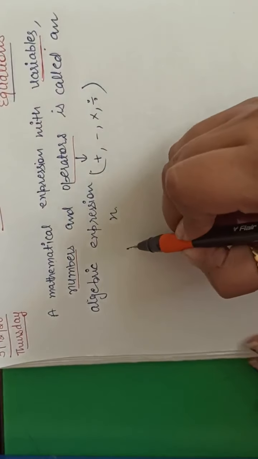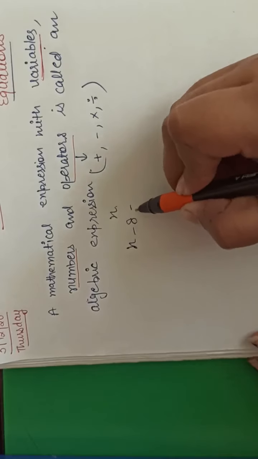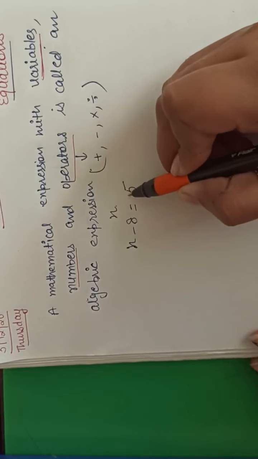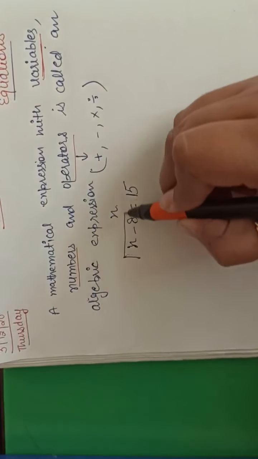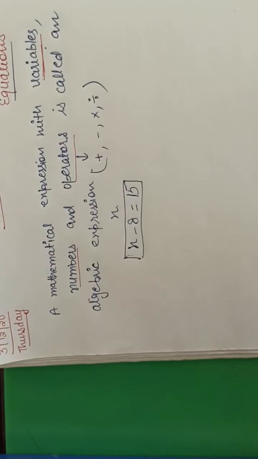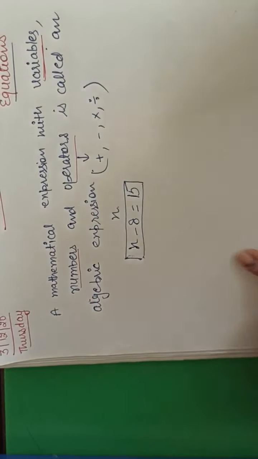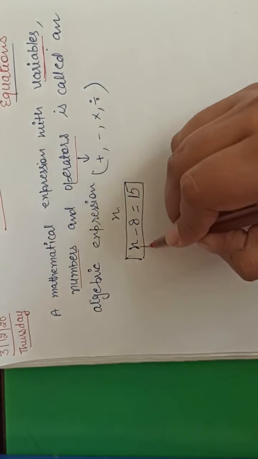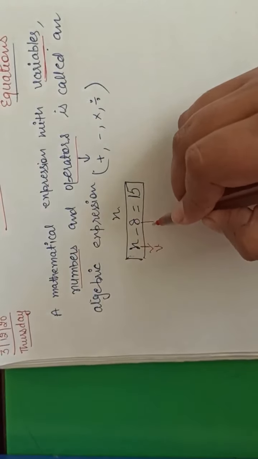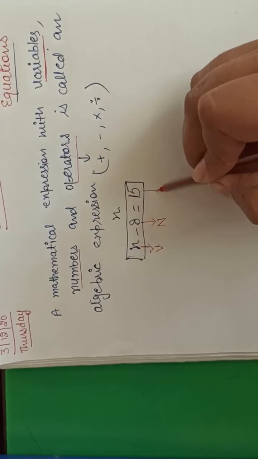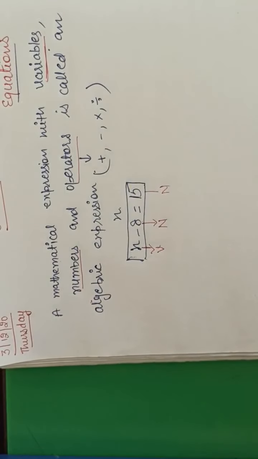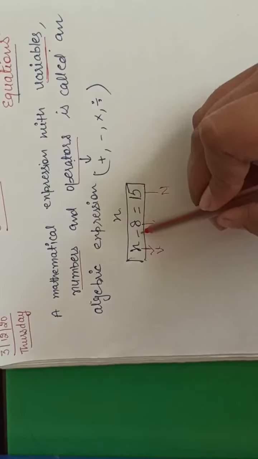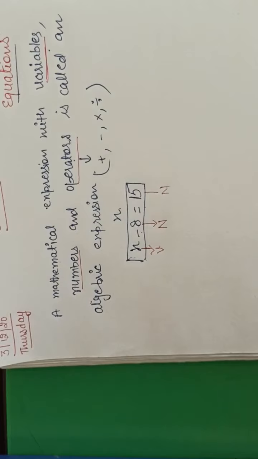We can write like this: x minus 8 equals to 15. This is a linear equation. See, in this one, x is variable, 8 is a number, 15 is also a number, but these numbers are, you can say, constants because they do not change, and the operator is minus, right? So this is the equation.